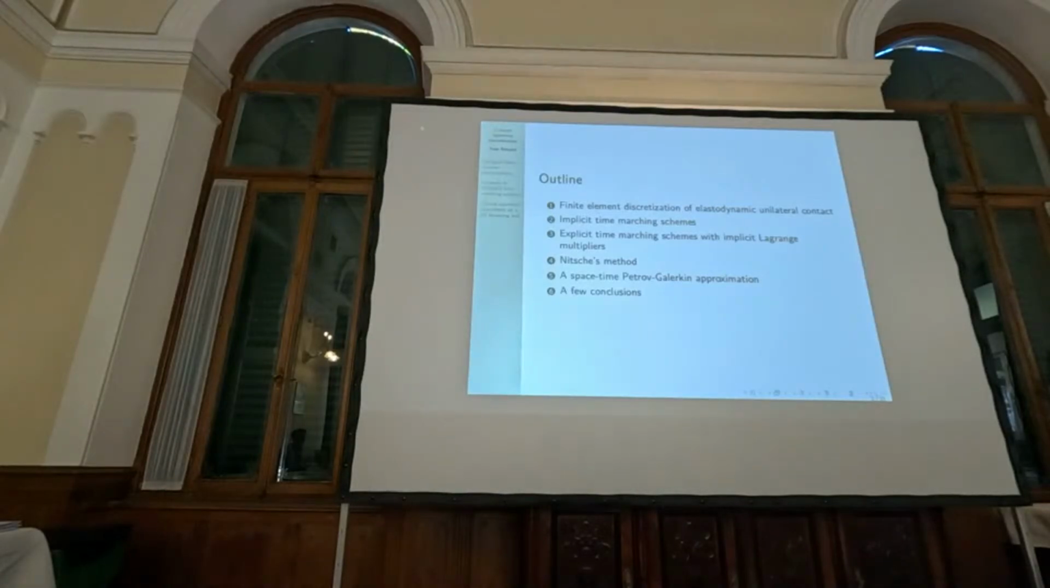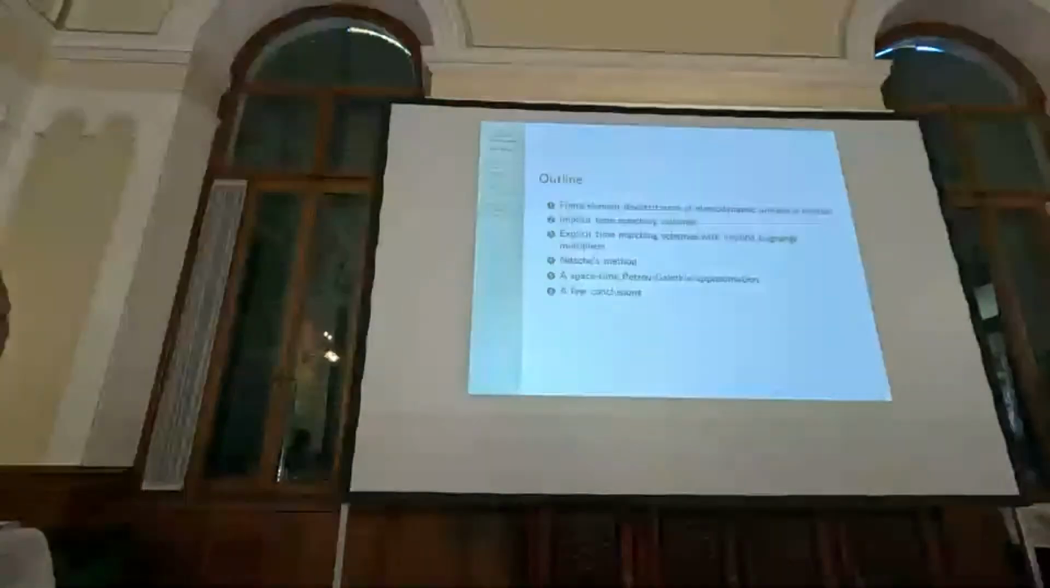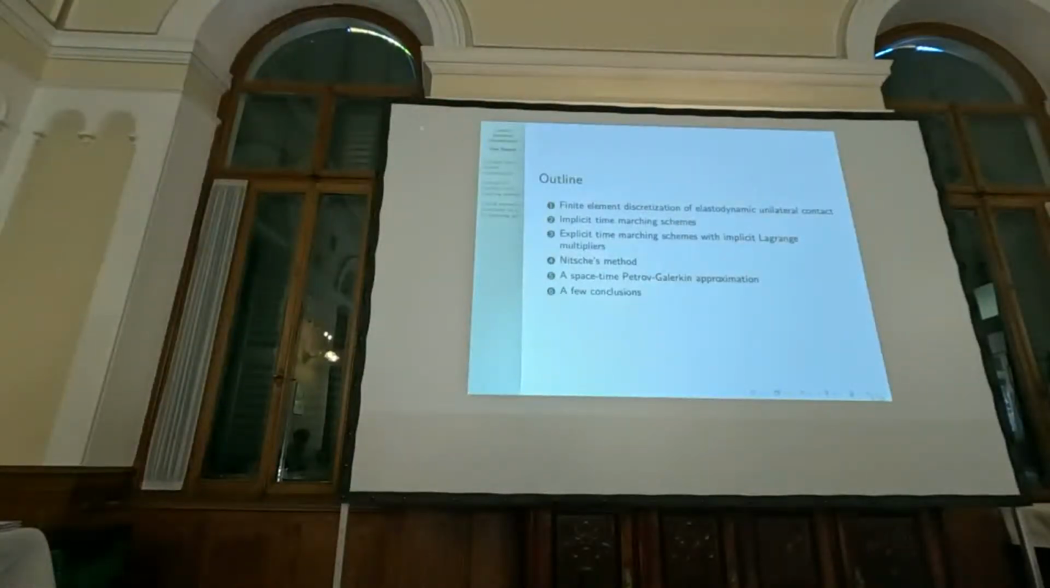So first I will present the framework, the very basic framework, in fact, of a linear elastic body on a rigid obstacle, and maybe the issues. Then implicit time marching schemes, the problematic of explicit time marching schemes, what Nitsche's method can bring in that context, and finally a space-time Petrov-Galerkin approximation that we are looking at the moment.